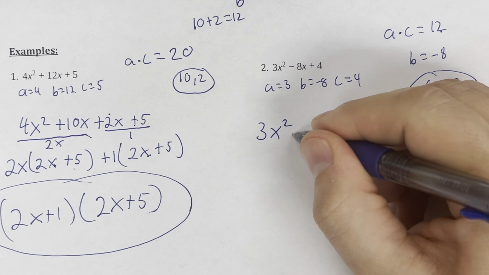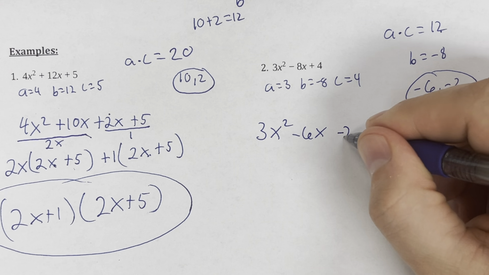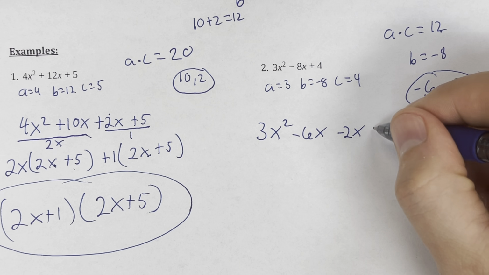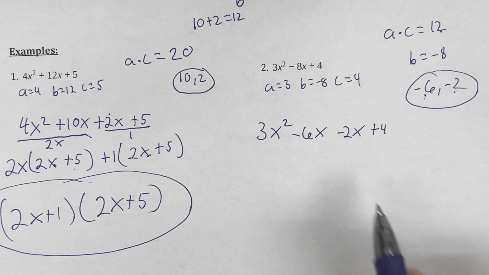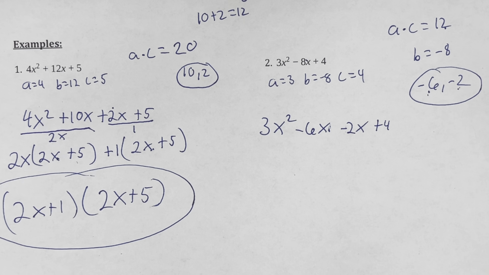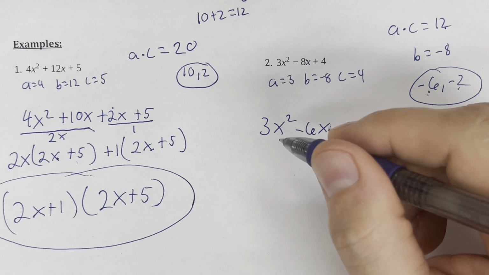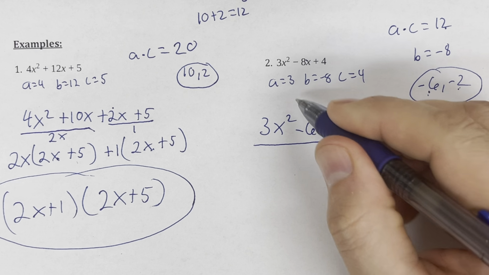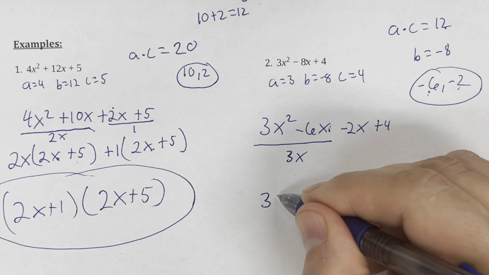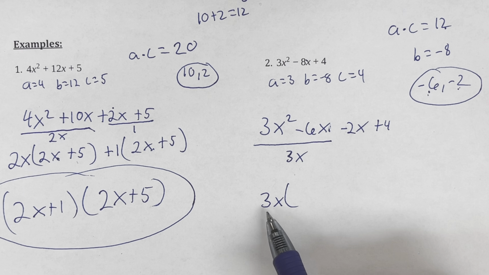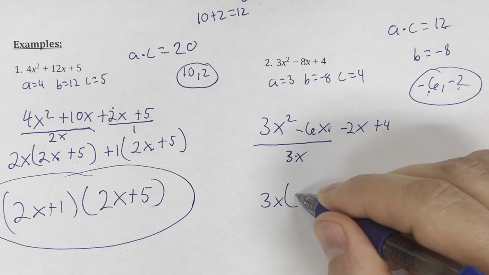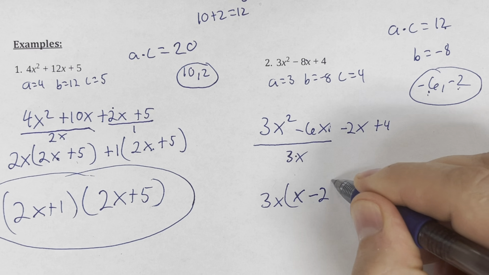Now we rewrite. 3x squared minus 6x minus 2x plus 4. Okay, so we replace the middle term. The first term and the last term stay the same. Now we can factor by grouping. So what goes into the first two? 3x. Outside the parentheses goes the 3x. Left inside after we divide is x minus 2.